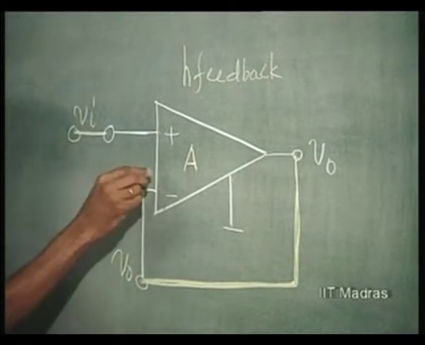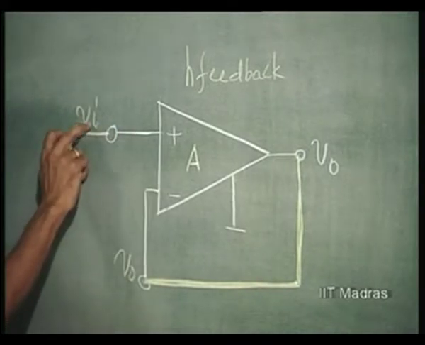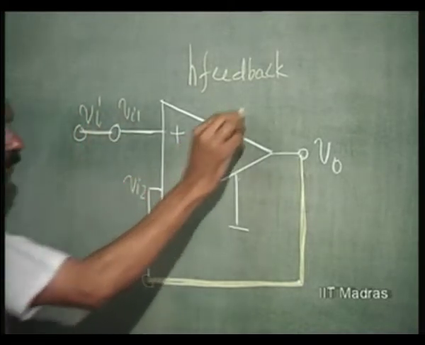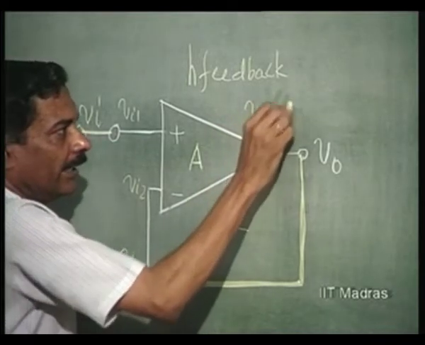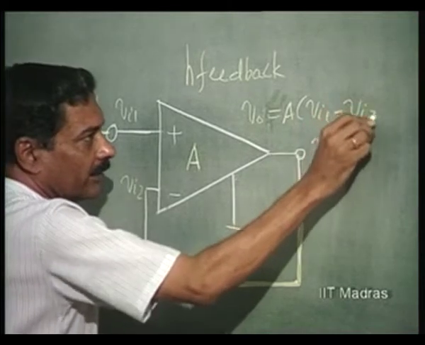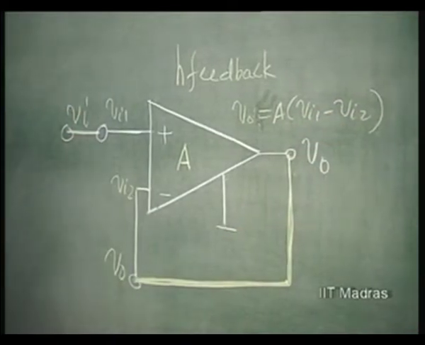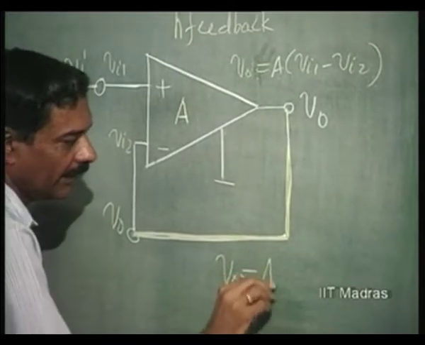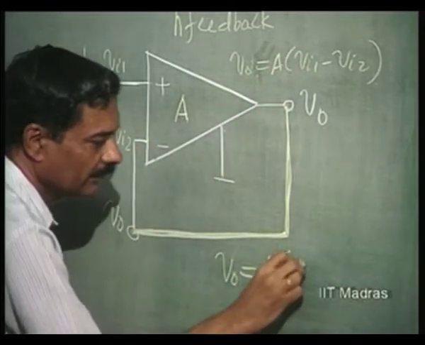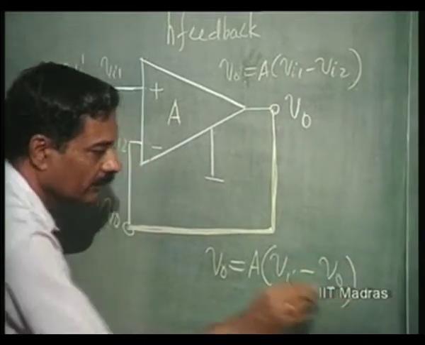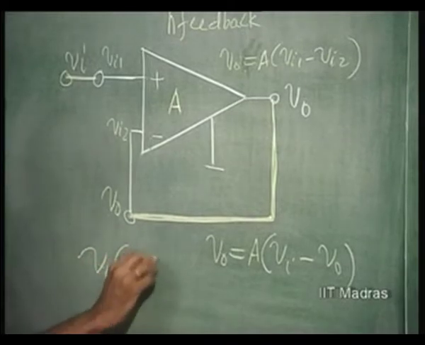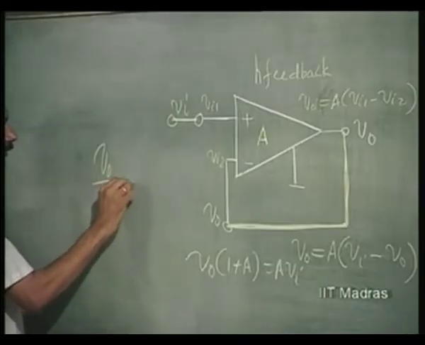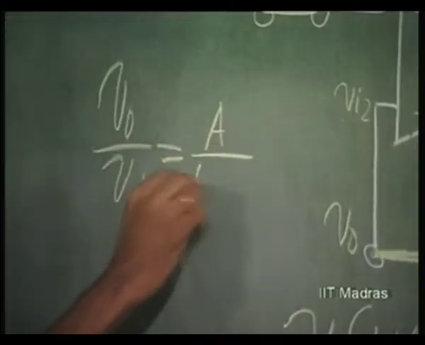So, this is Vi and this is V0. So, we have Vi1 equal to Vi, Vi2 equal to V0. V0 was equal to A times Vi1 minus Vi2 according to our definition. So, what did we do? We made Vi2 equal to V0. That means in this expression, V0 equals A times Vi minus V0. So, V0 into 1 plus A equals A times Vi, or V0 over Vi, which is called the transfer function of this network, is A by 1 plus A.